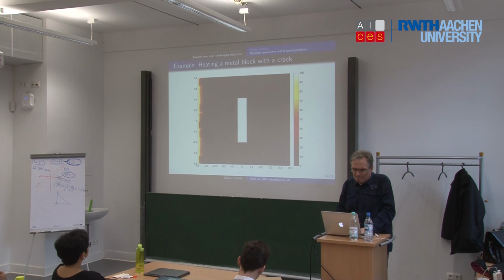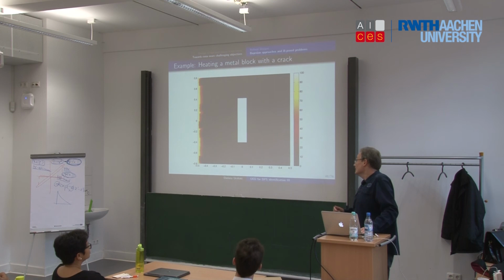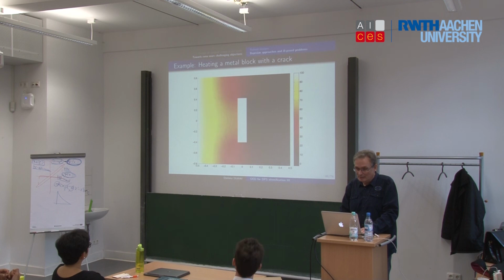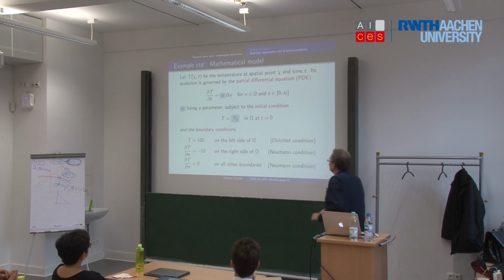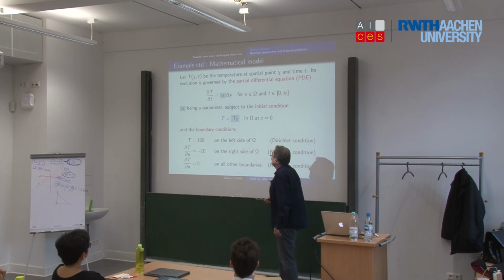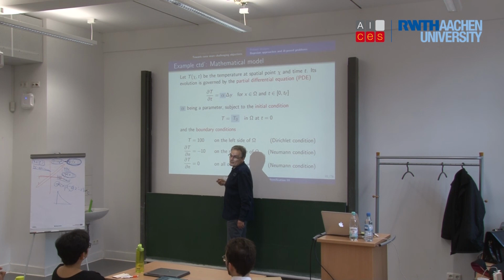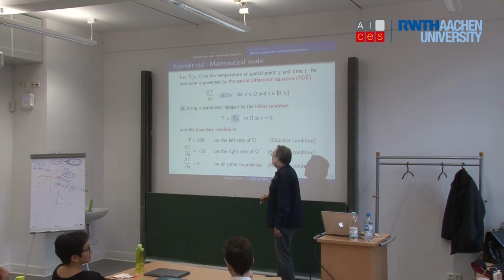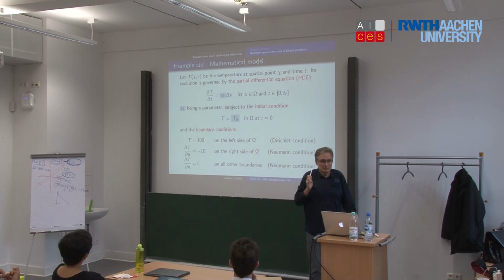So the kind of problems to be considered is the following. Let's come back to the example of a metal block with a crack. We heat the block from one side, but this time, apart from the diffusion coefficient alpha, we want to estimate the initial conditions, the initial distribution of the temperature. Previously, we assumed that this initial distribution was known. Again, it is easy to say, but how to do it?